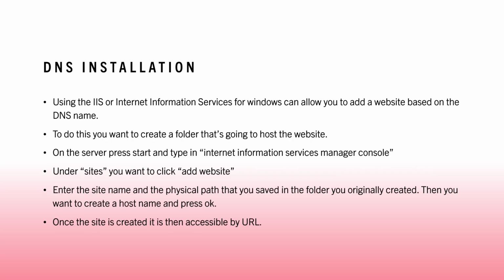DNS installation. Using IIS, or Internet Information Services for Windows, can allow you to add a website based on the DNS name. To do this, you want to create a folder that's going to host the website. On the server, press Start and type in Internet Information Services Manager Console. Under Sites, you want to click Add Website. Enter the site name and the physical path that you saved in the folder you originally created. Then you want to create a host name and press OK. Once the site is created, it is then accessible by URL.